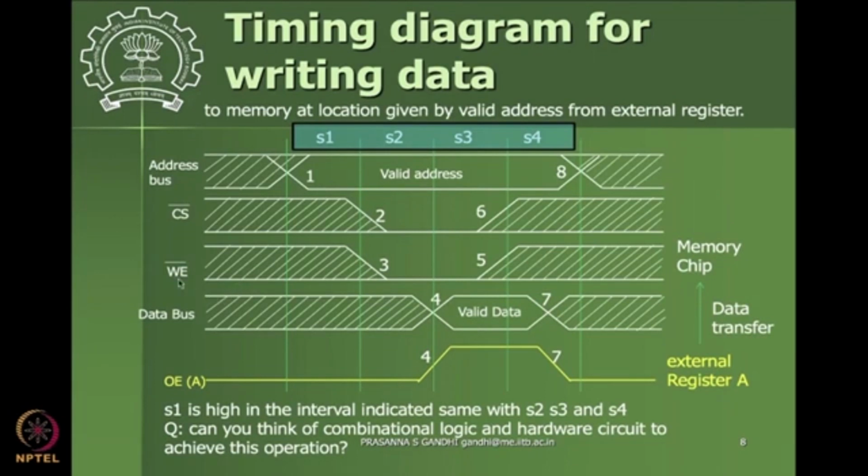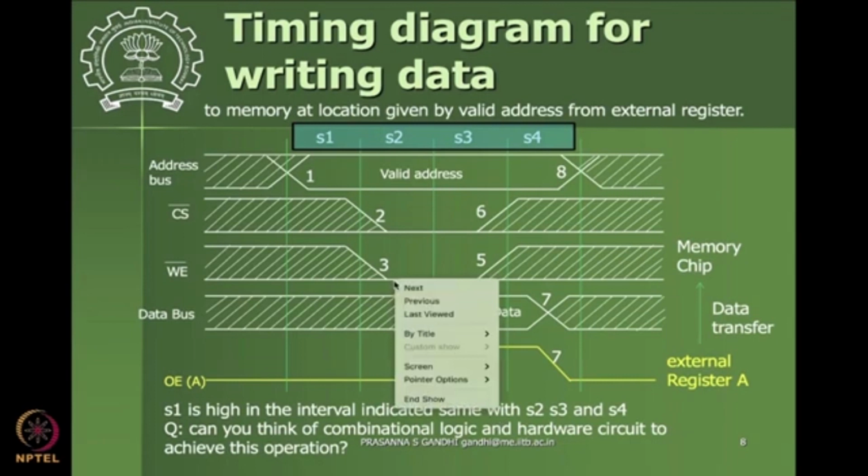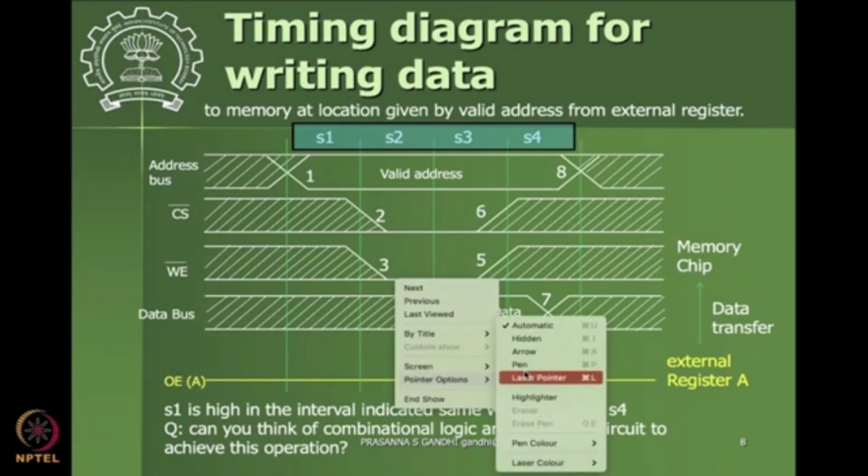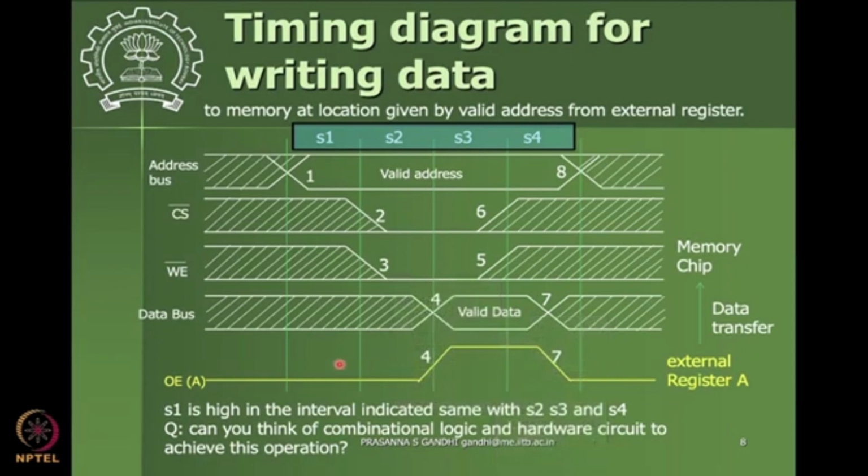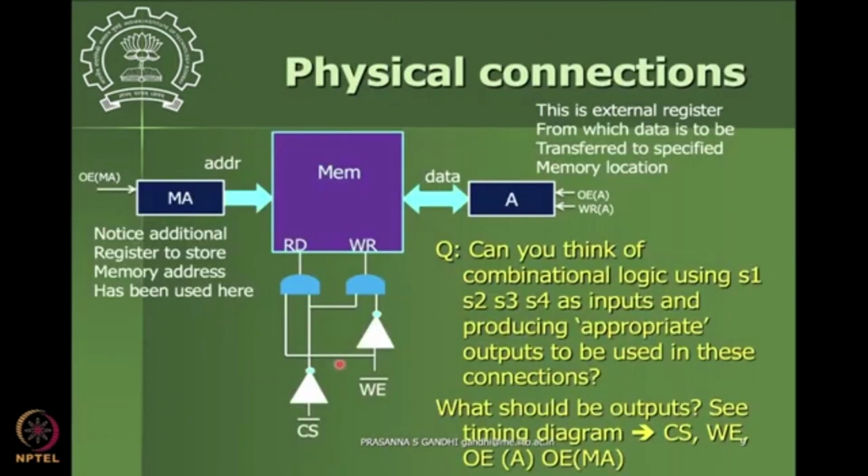So remember, our inputs are this WA, CS, address bus, and output enable. Okay, so these are the inputs to which we need to provide proper signals so that our operation happens in a way that is governed by this timing diagram. Okay, so let me get a pointer. So now think about this. Okay, what we need to do.